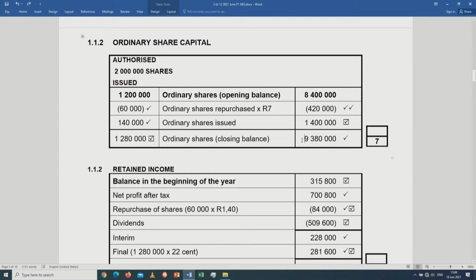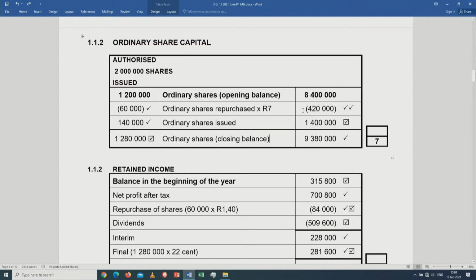Then the 9,380,000 was given, and then we have to work backward. So we'll have 9,380,000 minus 420,000 minus 8,400,000 to get 1,200,000... 400,000. So it means here, colleagues, if 420,000 is wrong, but the learner calculated correctly, took this figure plus that one minus that one to get this figure, a learner will qualify for a method mark.